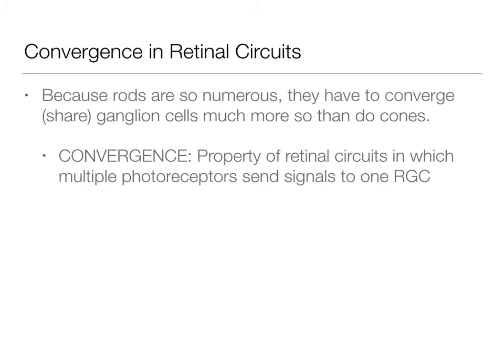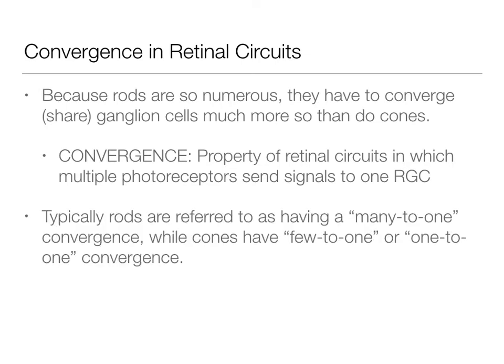This is where multiple photoreceptors, in this case mostly rods, which have the most convergence, send signals to just one retinal ganglion cell, okay? And remember, RGC stands for retinal ganglion cells. Typically, rods are referred to this many-to-one. They are the ones that have the most convergence, where cones have few-to-one or one-to-one convergence. So there may be just a couple of cones sharing a retinal ganglion cell, or sometimes it'll be one cone to one retinal ganglion cell, okay?